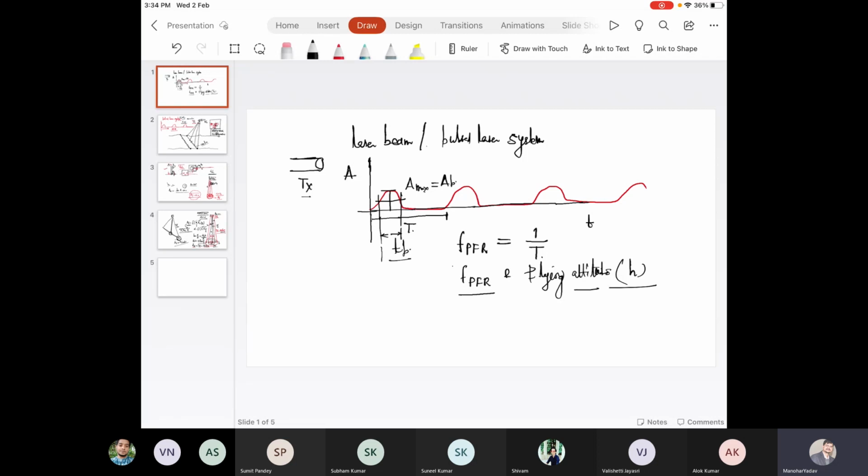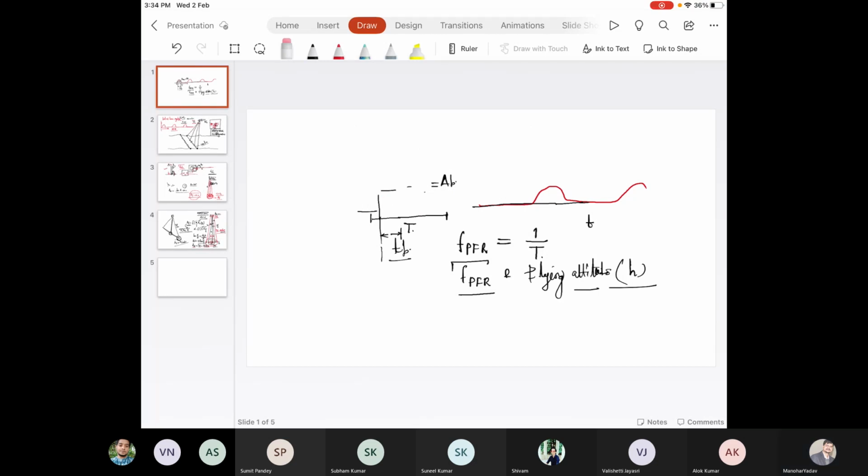So you are already aware about what is PFR, okay, and what is flying altitude. Okay, so this discussion will start with the airborne laser scanning. So should I erase this? Please let me know if you're making a note, then let me know. If you have written it, then I need to erase it.